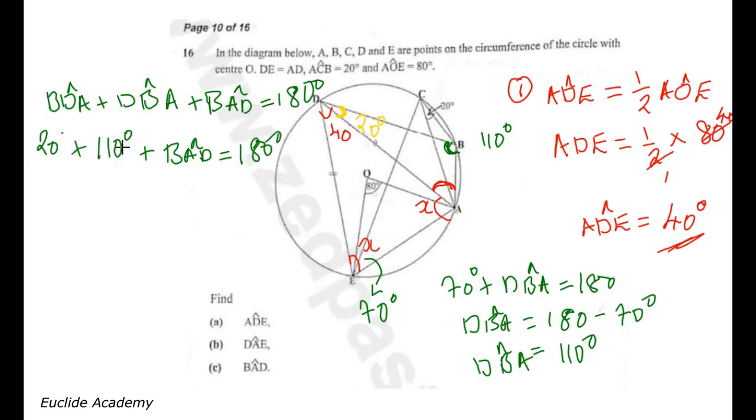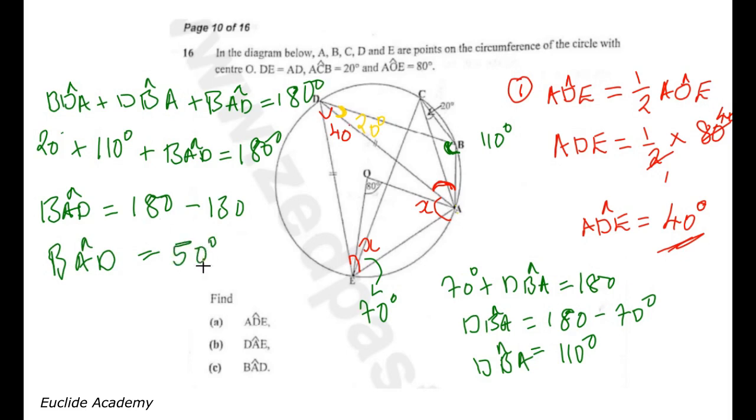So if we add 20 plus 110, we get 130, and then we can put BAD on this side, and then we can subtract 130 from 180. So this is the 130 which was here, so we just took it to the other side, change the sign from a positive to a negative, and then the angle BAD is equal to 180 minus 130, that is 50 degrees. So this is our angle BAD. Angle BAD is equal to 50 degrees. So this is one way of finding this angle.